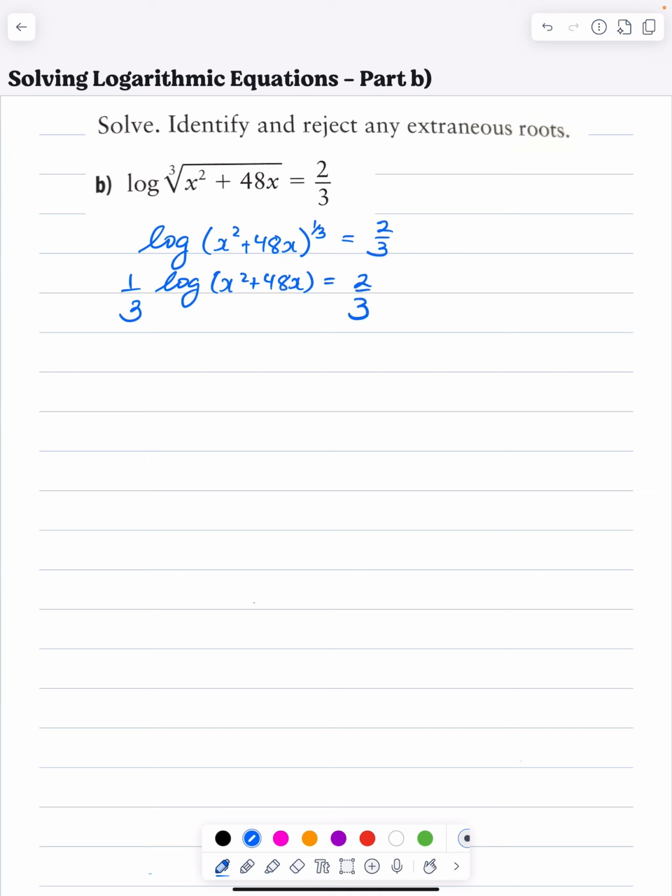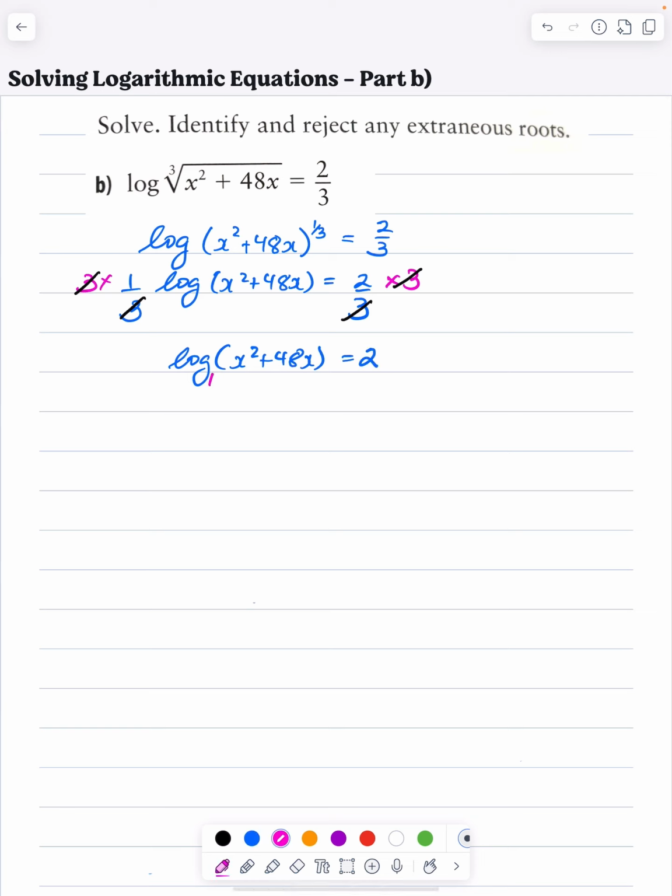What I can do is I can multiply both sides of the equation by a 3. And what happens here is that these 3's reduce to 1 and these 3's reduce to 1. So I am left with the log of x squared plus 48x is equal to 2. Remember that the base here is a 10.